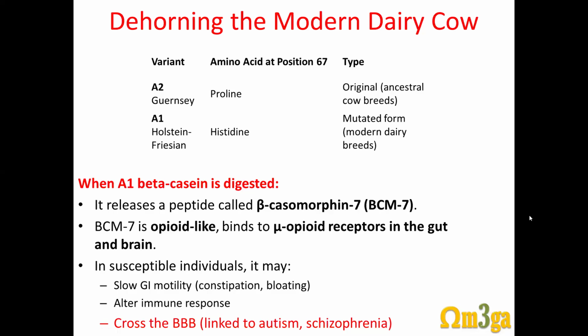peptide, which on the first run looks good, right? Because we like opioids, but unfortunately it actually slows down everything. Your digestion, constipation, bloating is the result. And it crosses the blood-brain barrier and causing autism and schizophrenia. So yes, A1 milk is what we're bombarded with.